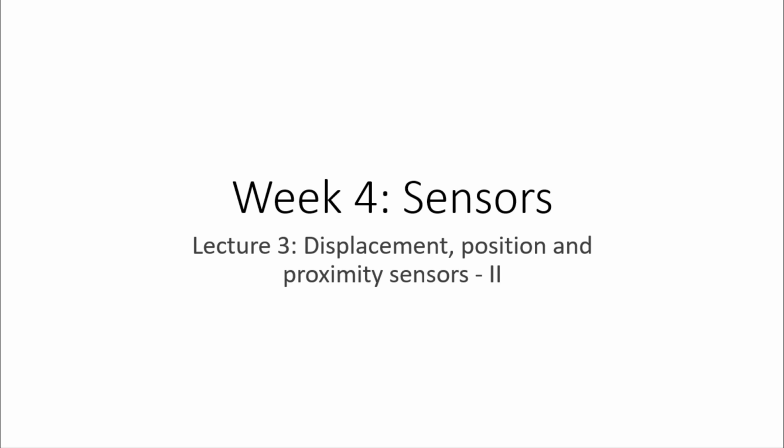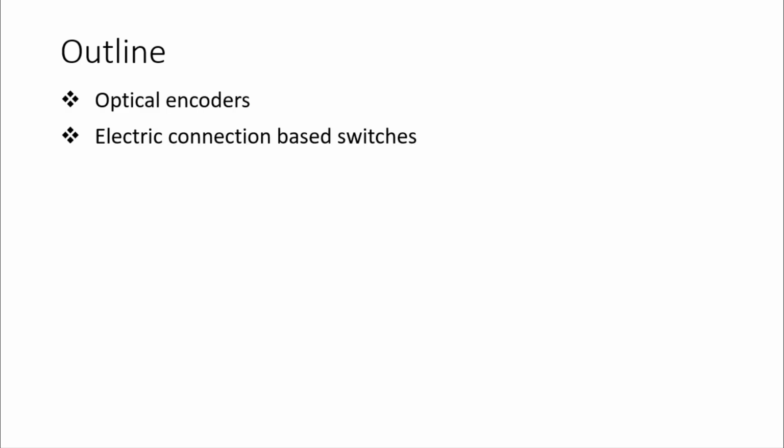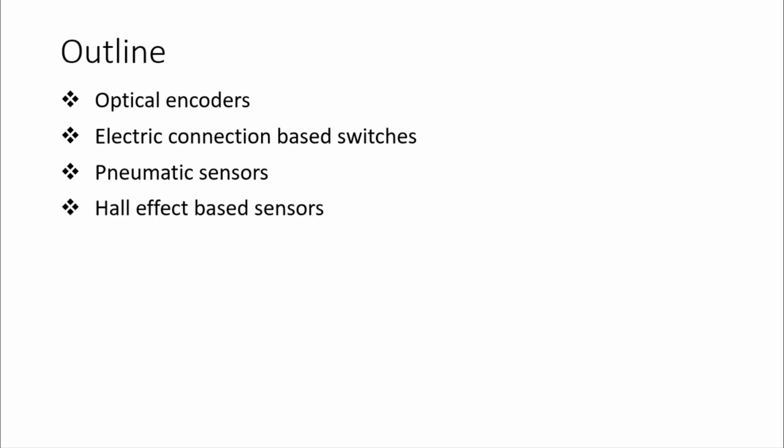Well, in this lecture, we will be seeing some important sensors which are used for displacement, position, proximity sensing applications. The outline of this lecture is as follows. We will be learning the principle of operation, construction details, and the applications of optical encoders, electric connection based switches, and pneumatic sensors. At last, we will also learn the Hall effect based sensors.